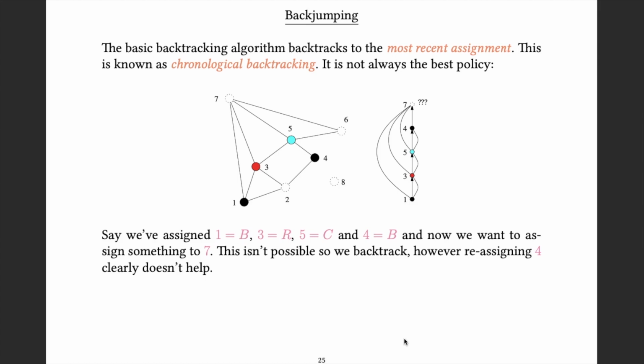The reason for that is simply that there is no constraint between 4 and 7. The fact that we can't assign anything to 7 at this point is entirely to do with the fact that it has constraints with 1, 3, and 5, so reassigning 4 can make no difference at all. And that means that in this example, we could backjump as far as the assignment to the 5th variable, to variable 5.